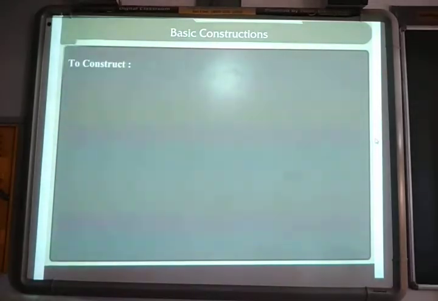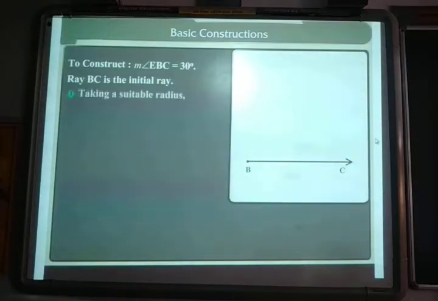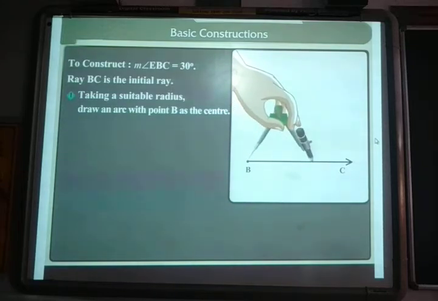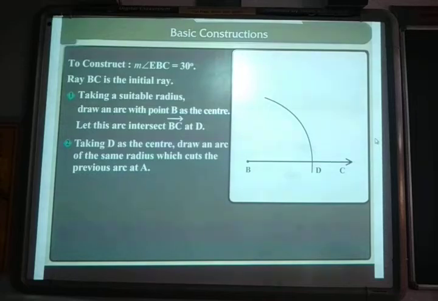We will now construct an angle EBC of measure 30 degrees. Ray BC is the initial ray. Taking a suitable radius, draw an arc with point B as the center. Let the arc intersect the ray BC at D. Now, taking D as the center, draw an arc of the same radius which cuts the previous arc at A.